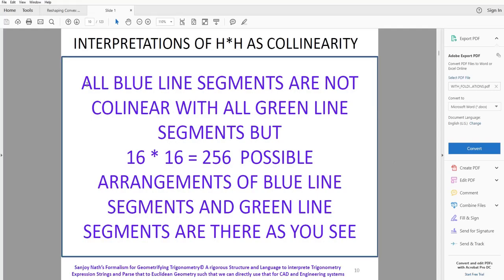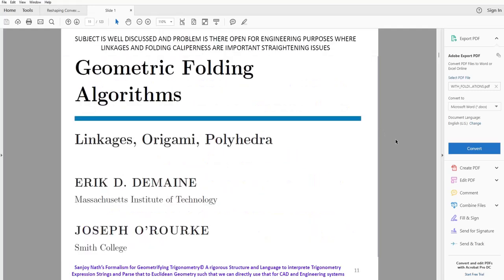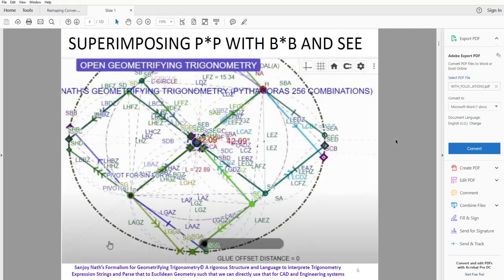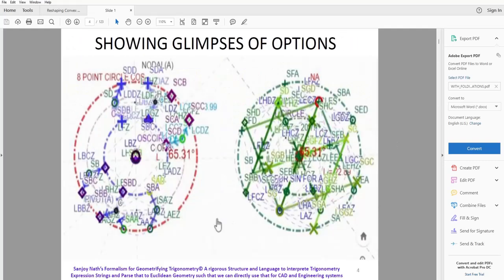All blue line segments are not collinear with all green line segments, but 16 times 16 is 256 possible arrangements of the blue line segments and green line segments, as you can see. In these cases, after superimposition, these are two separately placed things: cos square theta on the left side, sin square theta on the right side, all represented with line segments, and these objects change their positions in the GeoGebra file attached in the video.